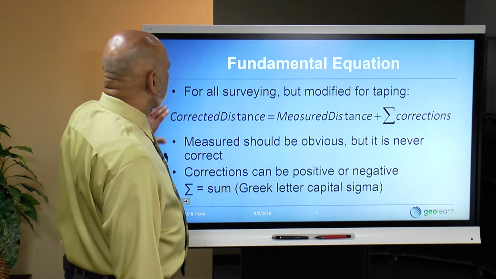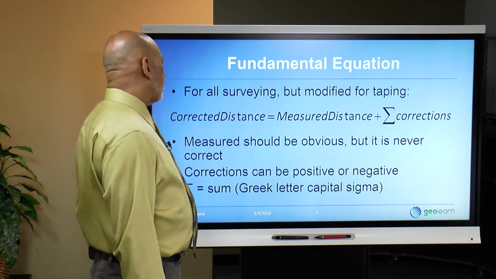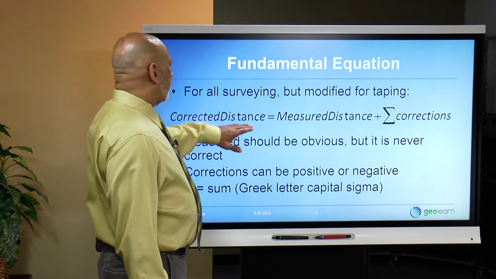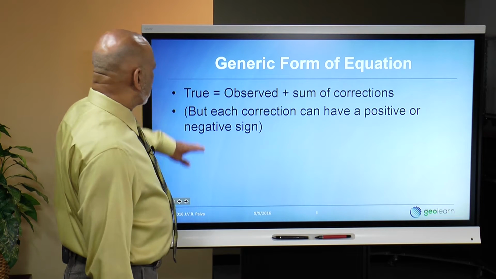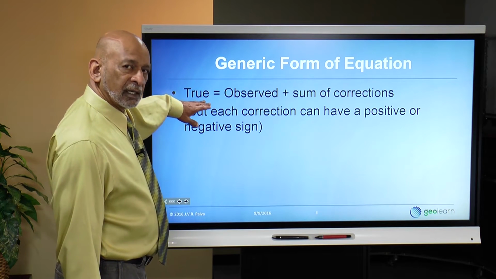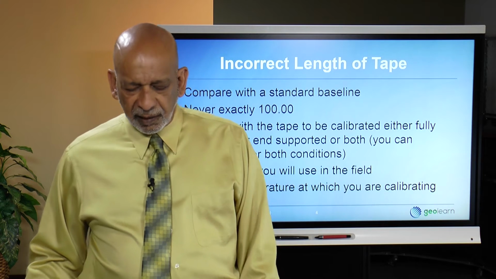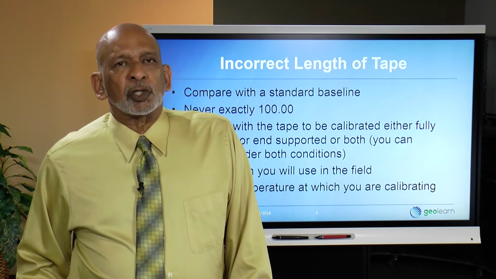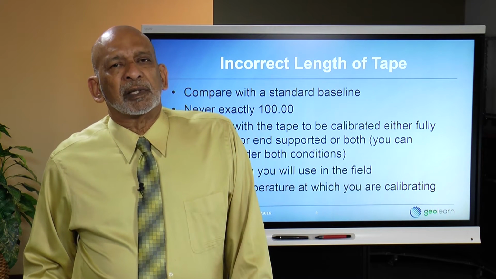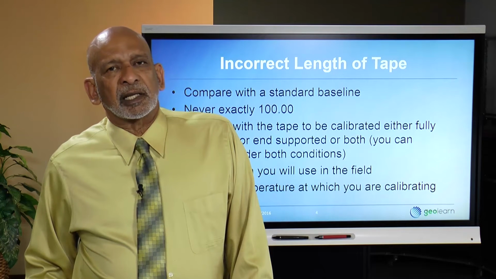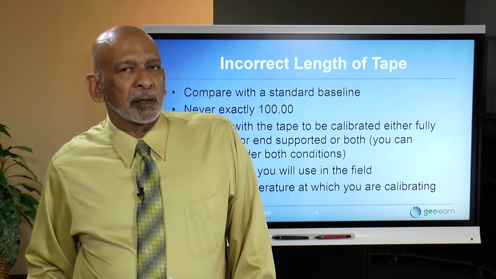And as I say here, this is really for all surveying. So here I've used the word distance, but really it's the true measurement, or the corrected value, the true value is equal to whatever you have observed plus the sum of the corrections, again, remembering that each correction can have a positive or a negative sign. So let's walk through some of the corrections that can be applied in the case of a tape.